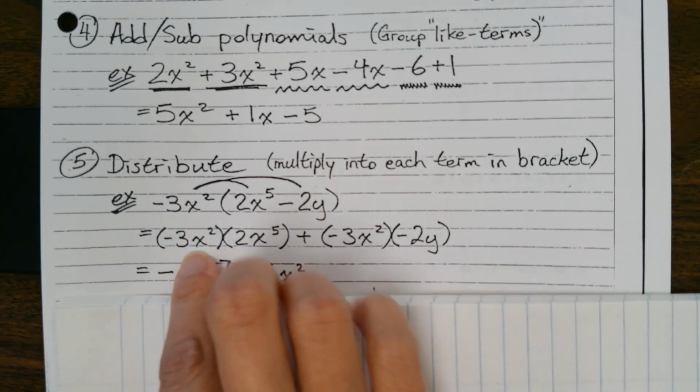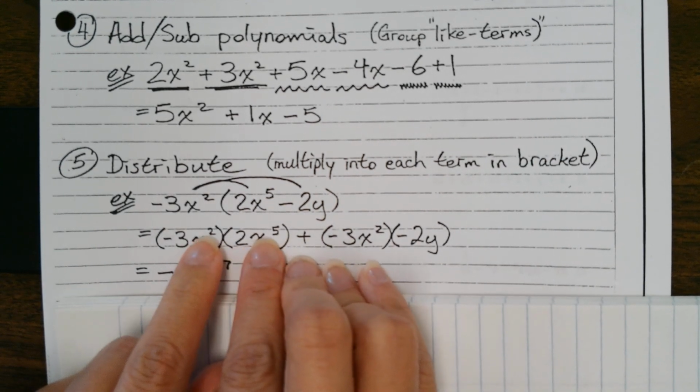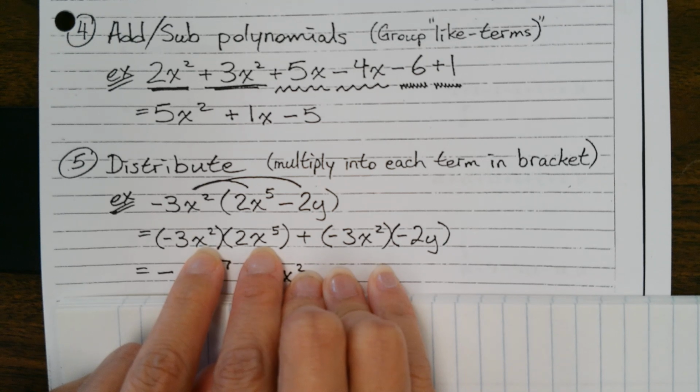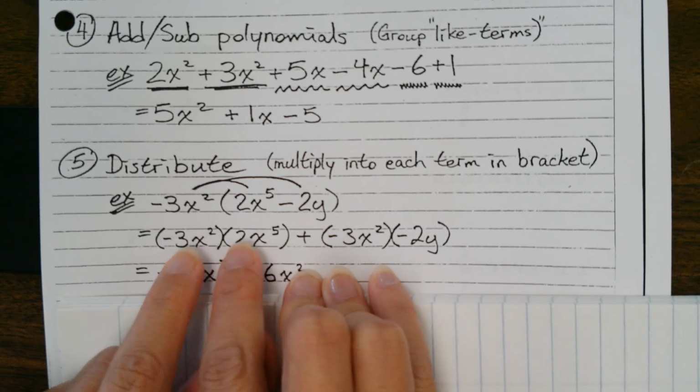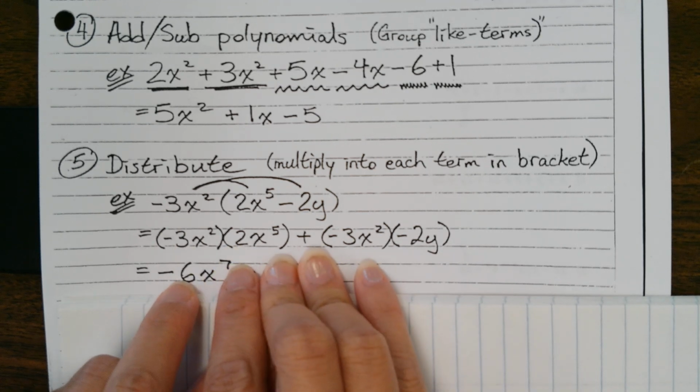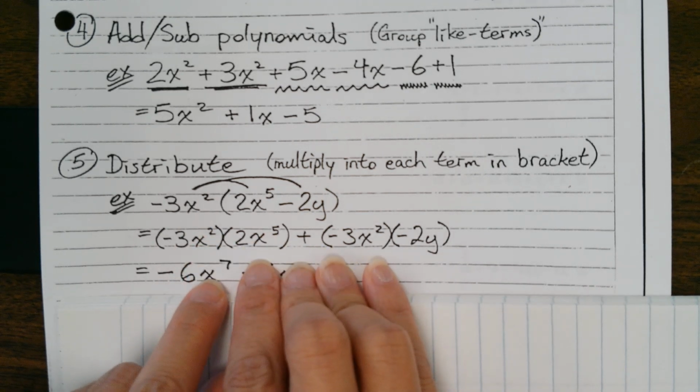Okay, so when we multiply, we add the exponents because this is a base x, this is a base x. That means I can put them together. It's the same thing. So -3 times 2, -6. And I get x to the 7.